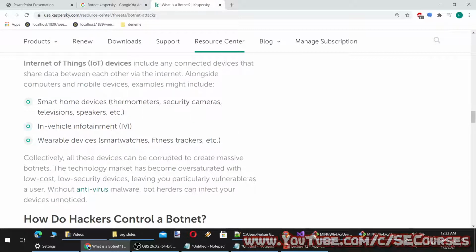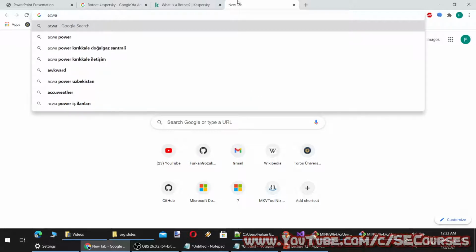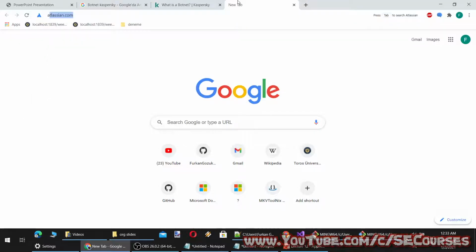You see, even thermometers can be a part of a botnet, a zombie device. I have even seen that a pump on a fish aquarium was being used as a botnet device. You see how much they can exploit. Let's find out. How does it work?